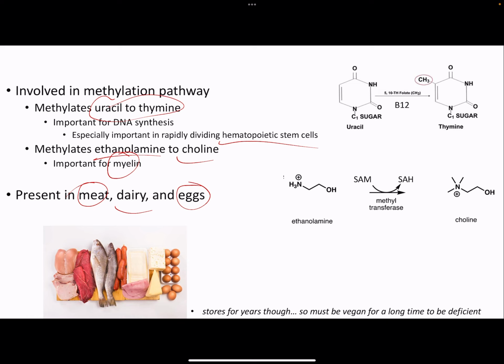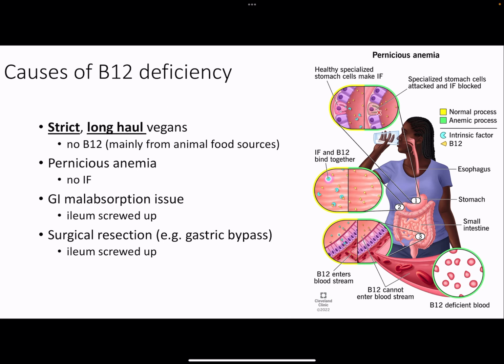So even if someone's a vegan, let's say this week you're doing intermittent fasting, and then next week you're going to be a vegan, and you might say, oh my gosh, I did 6 days of not eating meat, I'm B12 deficient. You have years of stores of B12. So you have to be really strict, because even if you eat just meat or dairy or eggs every once in a while, you're going to replenish those B12 stores. So it really has to be a very strict, lifelong vegan. Very strict, long haul vegans.